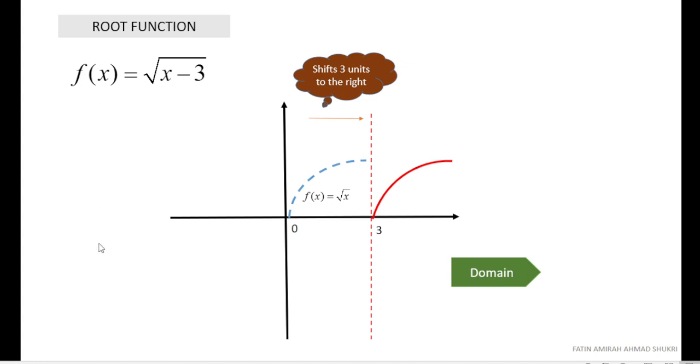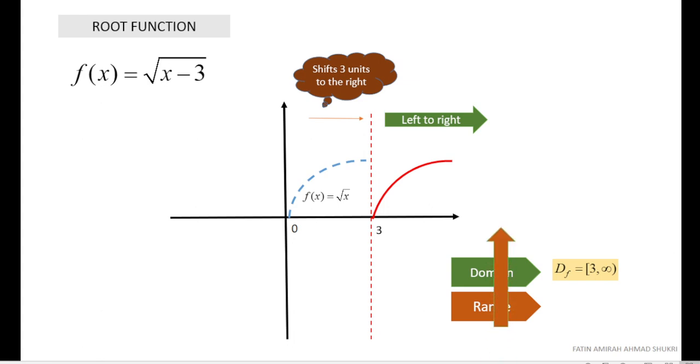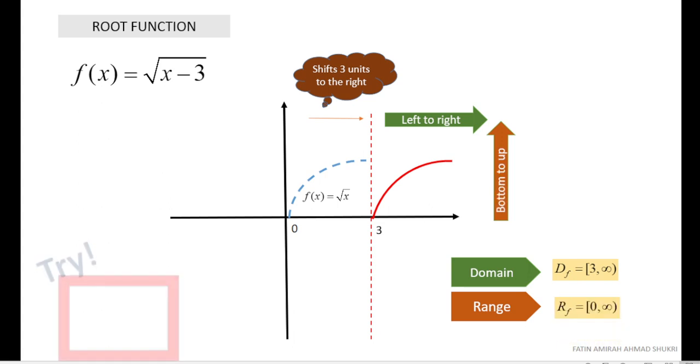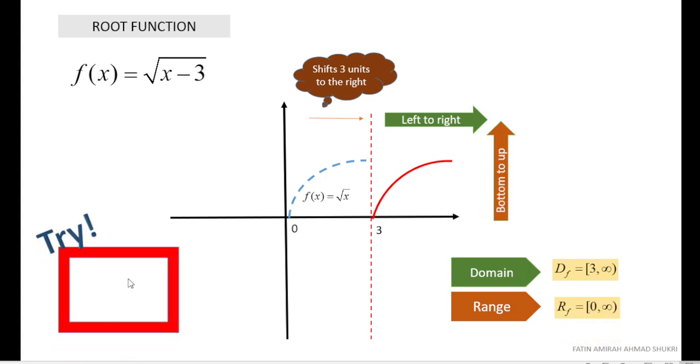If you look at the domain, you read from left to right. Okay, from left to right, it starts with 3 here. 3 onwards, towards the right. So 3 to positive infinity. That will be the domain. So how about the range? The range, you read from here. From what? From 0 upwards. 0 to positive infinity. Okay, easy.